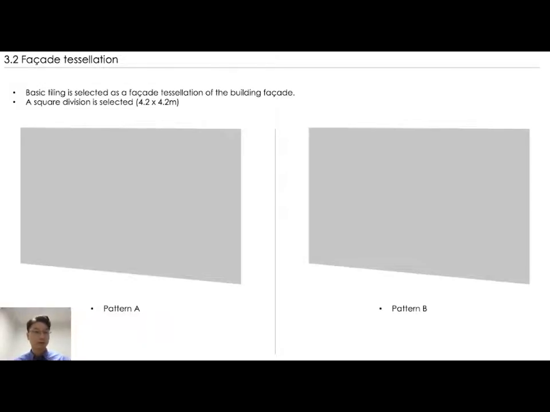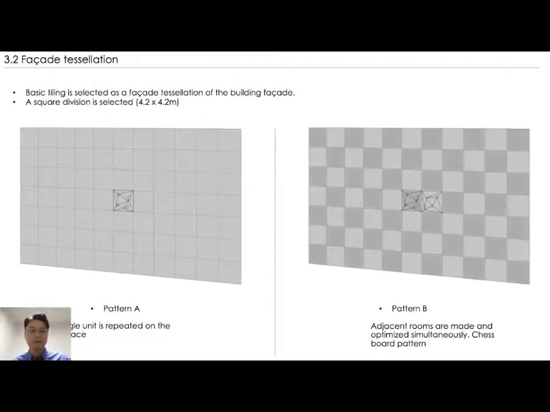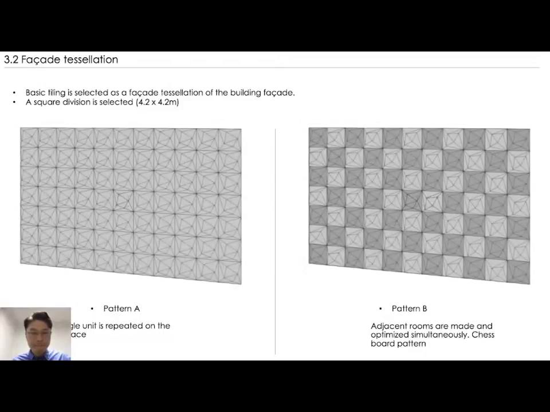So I'll show you how it's been done. In this study, two types of pattern have been investigated. The first pattern is just a single type of pattern, repeated all over the wall, whereas in pattern B, two adjacent rooms have different types of design, and it makes a chessboard pattern. So in the end, it will look something like this.